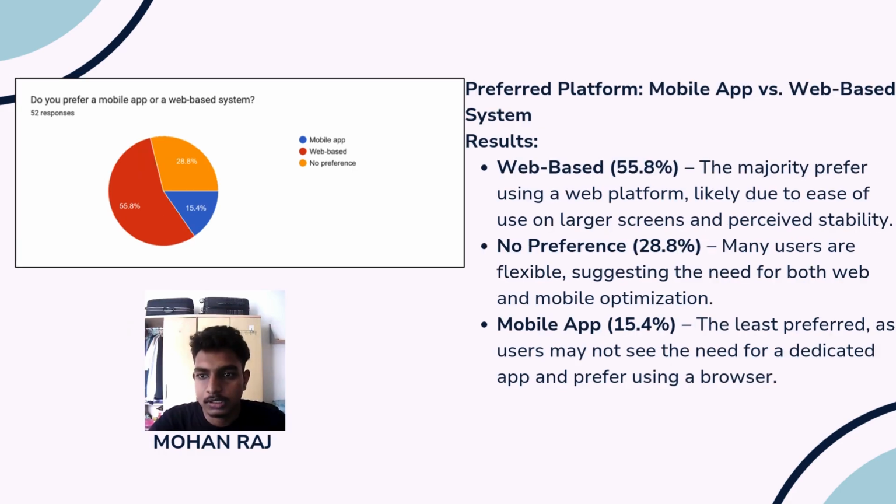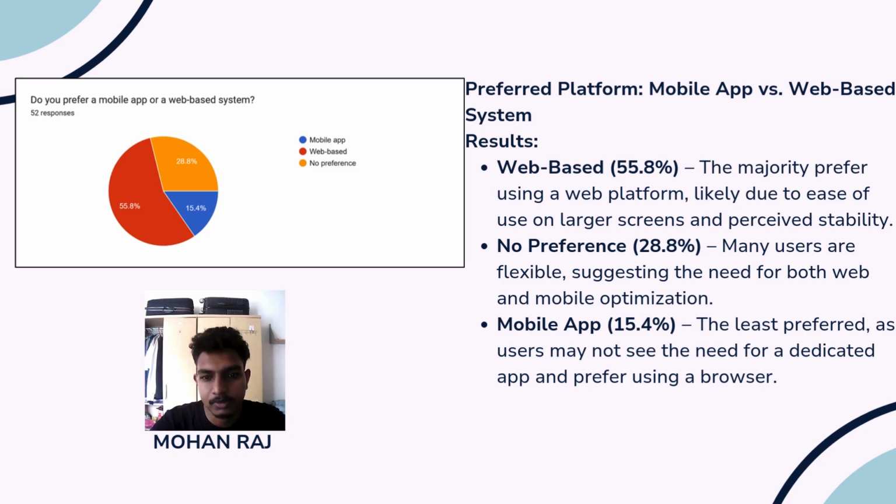So the sixth question is, do you prefer a mobile app or a web-based system? For this question, 55.8% voted for web-based. So the majority prefer using a web platform, likely due to the ease of use on a larger screen and better stability.